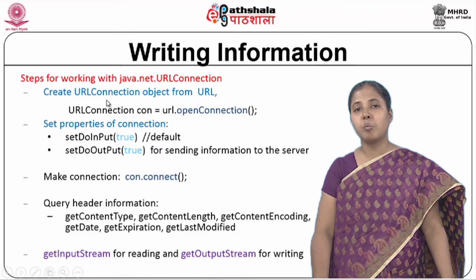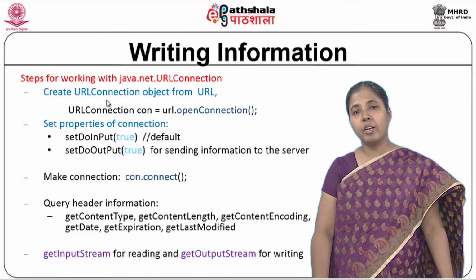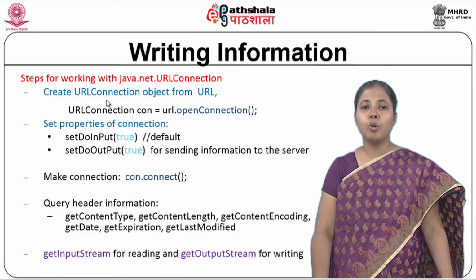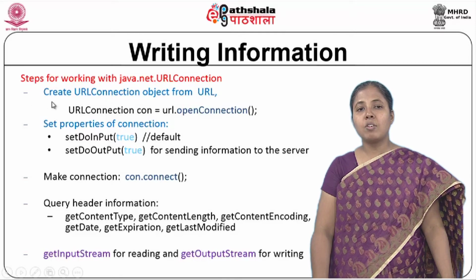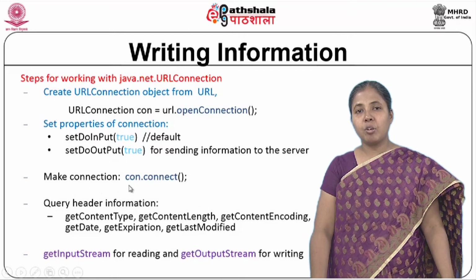How do you write information to the server? The previous example explains how to read information from the URL. Now, you want to write some information to the URL connection. So, the first step, you need to create a URL connection object, and you have to set the properties of the connection, setDoOutput as true, for sending information to the server. And you can now make a connection by calling con.connect.